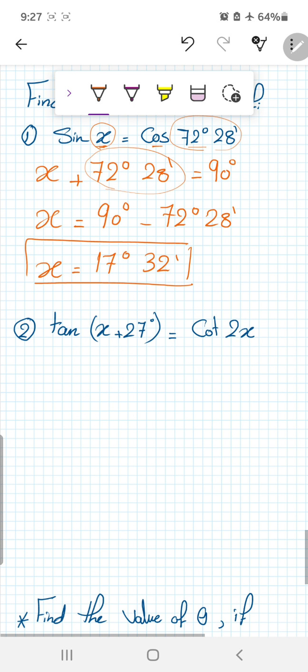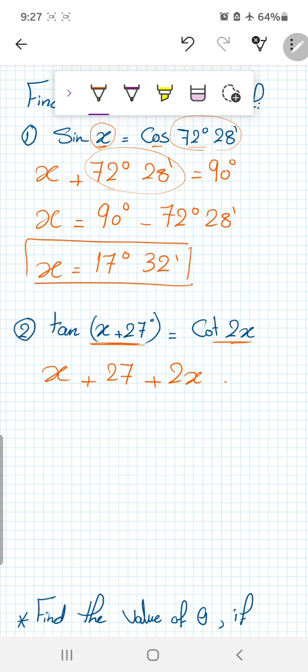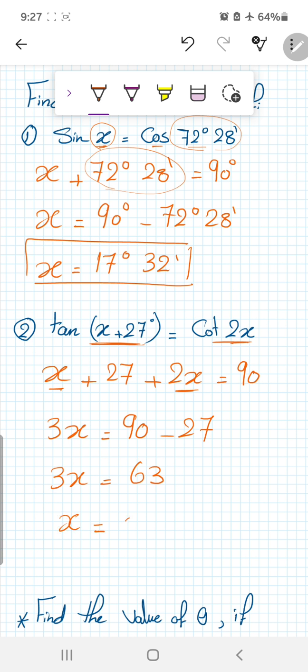Okay, another one: tan of x plus 27 equals cotan of 2x. As we said, the sum of the two angles is 90, so x plus 27 plus 2x equals 90. Collect x together, so 3x equals 90. Move 27 to the other side by negative 27, so 3x equals 63. Move 3 to the other side by dividing, so x equals 63 divided by 3, which is 21. So x here will be 21.